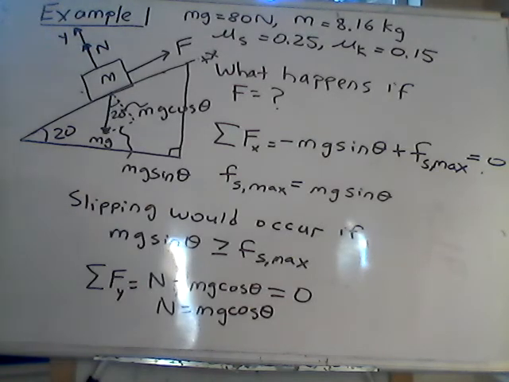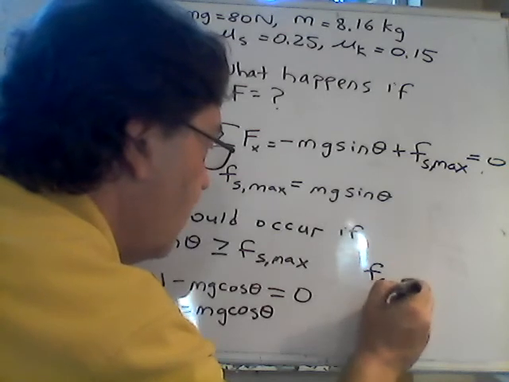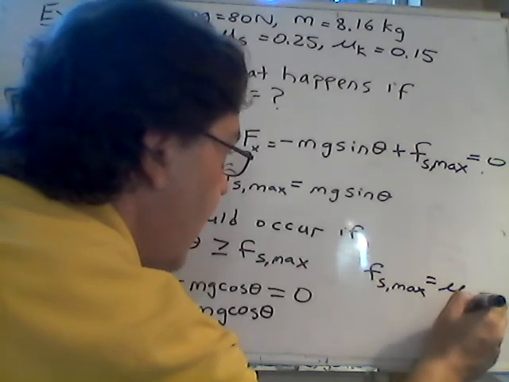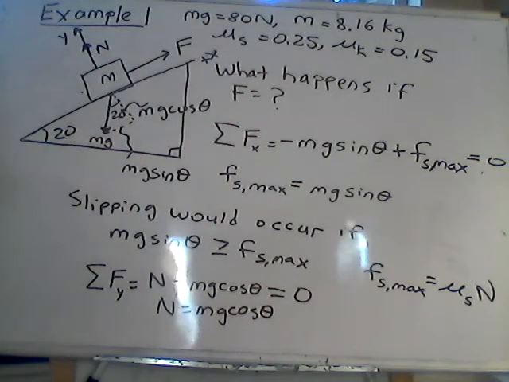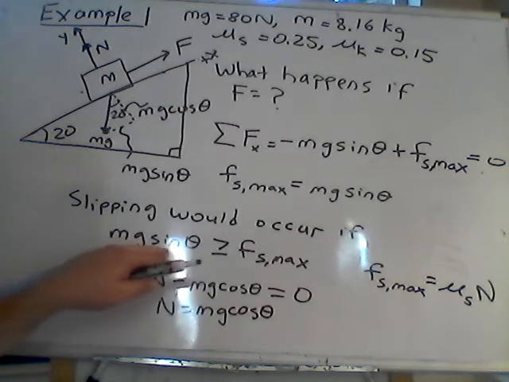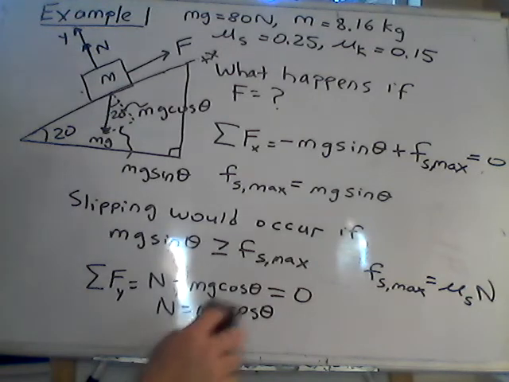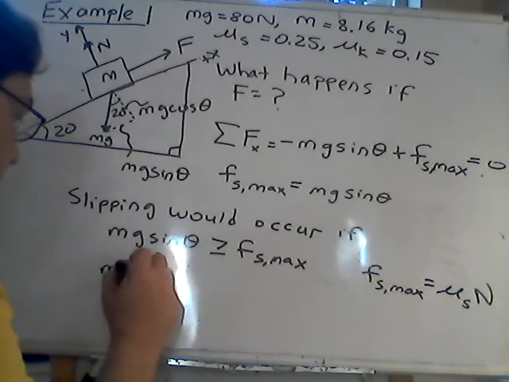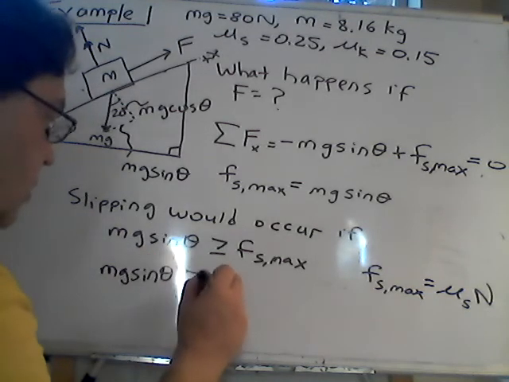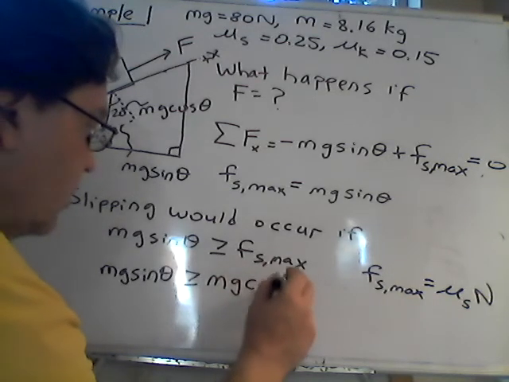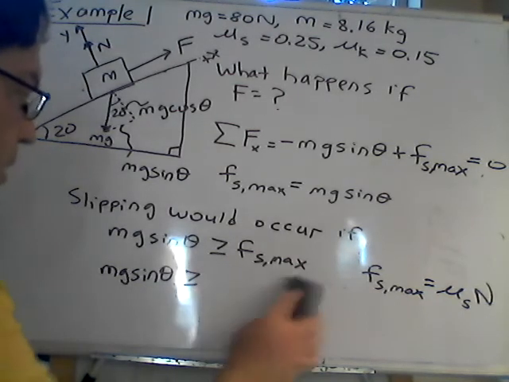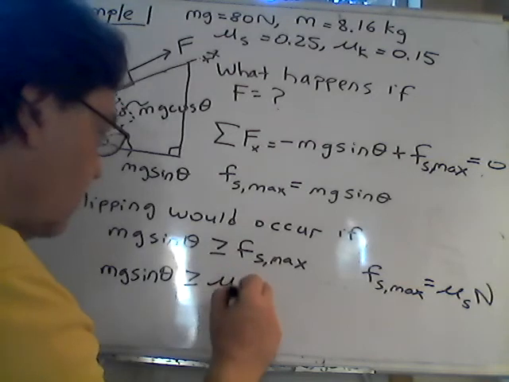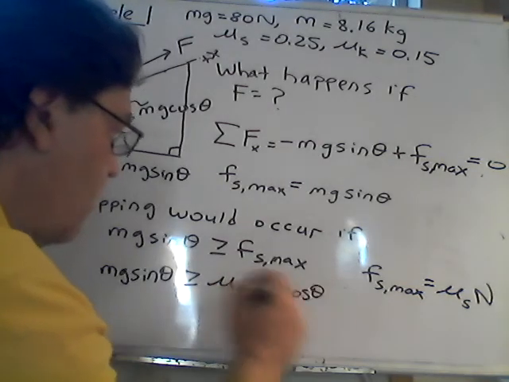So we're asking the following question. We know that F sub S max is equal to mu sub S times the normal, right? And so we're asking if mg sine of theta is greater than or equal to F sub S max, well, the equivalent question is, is it greater than or equal to mu sub S times the normal? And we know what the normal is, it's mg cosine theta. So the equivalent question, combining everything together, is mg sine of theta greater than or equal to, I'm sorry, mu sub S, mg cosine of theta. Mu sub S times the normal.